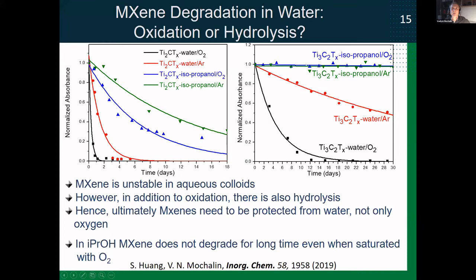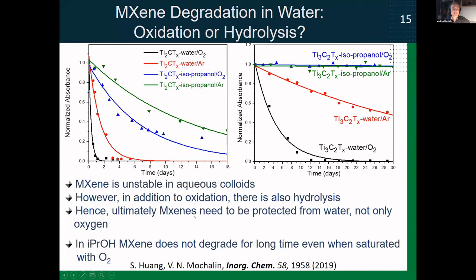And for titanium 3C2, for example, in isopropanol, there is literally no change in the absorbance of this solution. So it becomes very stable, even when you saturate the isopropanol with oxygen, and remember, the solubility of oxygen is much higher in isopropanol compared to water. So at this point, we had to conclude that the reason why MXene is not stable in colloids, in addition to oxidation, there must be a contribution from hydrolysis. So a direct reaction between MXene and water.